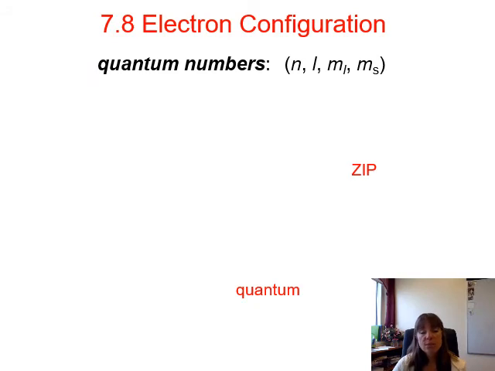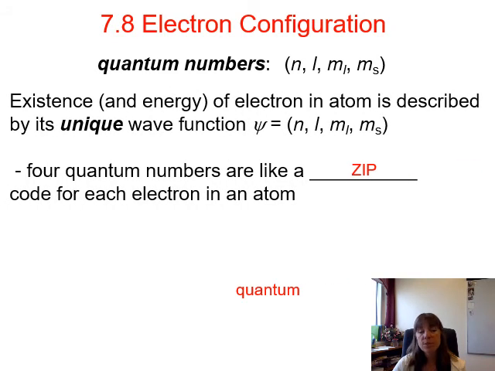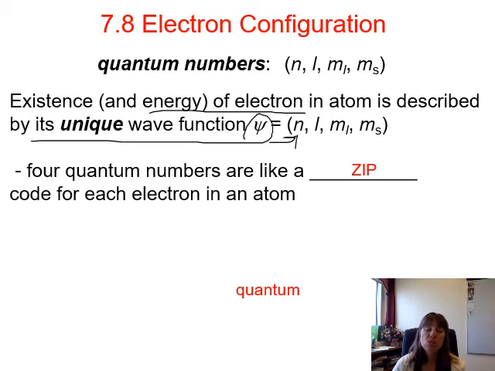So as far as these quantum numbers, we're just continuing on with the quantum numbers n, l, m sub l, and m sub s. The existence and energy of electrons in an atom is described by its unique wave function, and that wave function depends upon those 4 numbers. So no 2 electrons can have the same 4 quantum numbers, which means each electron has its own energy. But some have the same energy, because you have a 2p orbital, and you can have electrons in here with the same energy. These are called degenerate orbitals, which means they have the same energy.